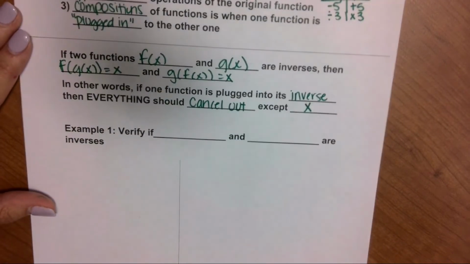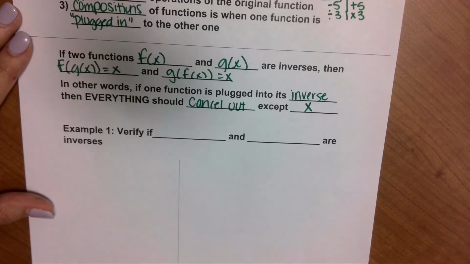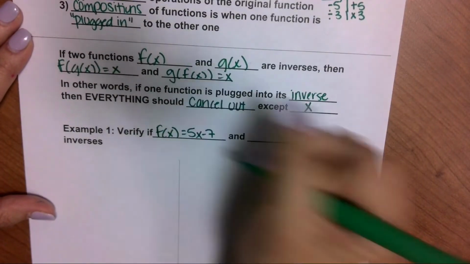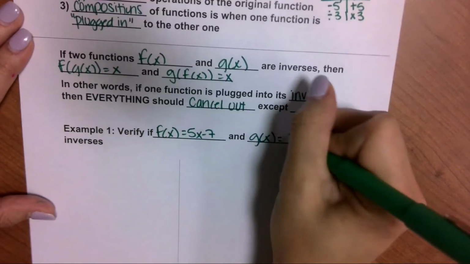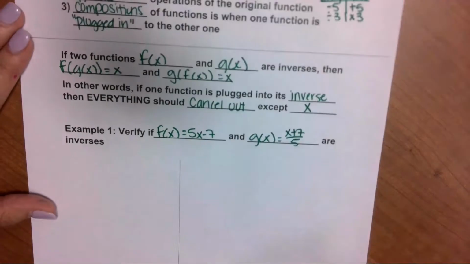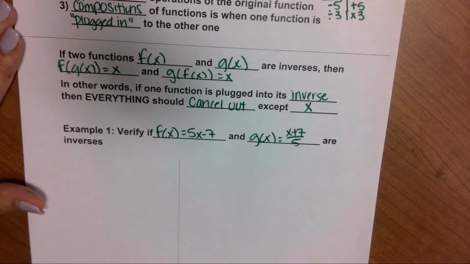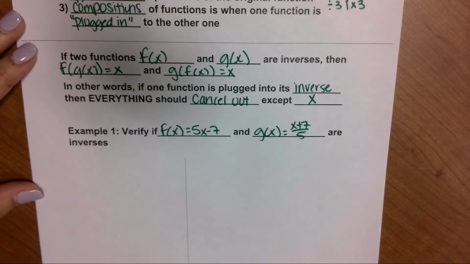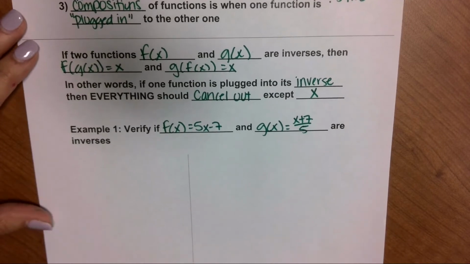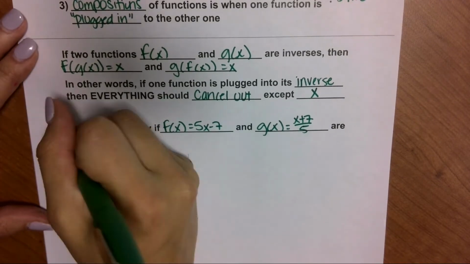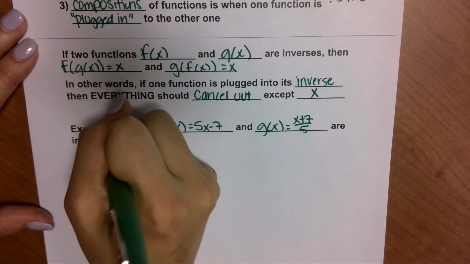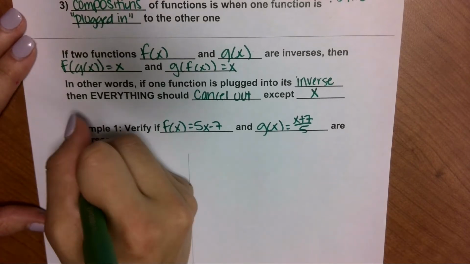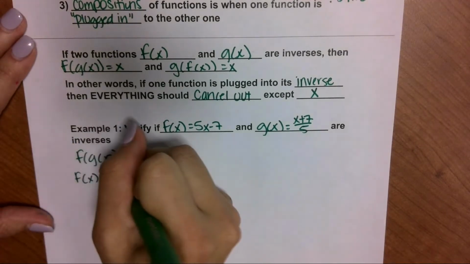All right, example 1. Verify if f of x is equal to 5x minus 7 and g of x is equal to x plus 7 over 5. So the first thing that I'm going to do is f of g of x. So what am I going to start with? F, which is 5x minus 7.